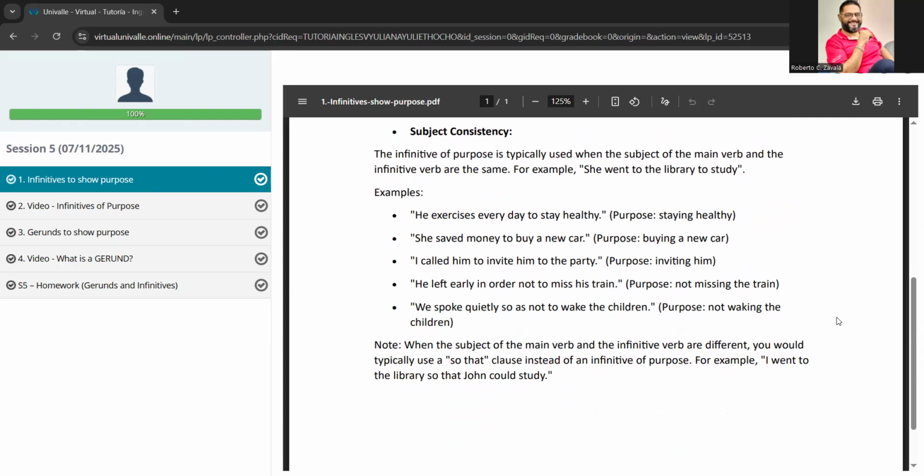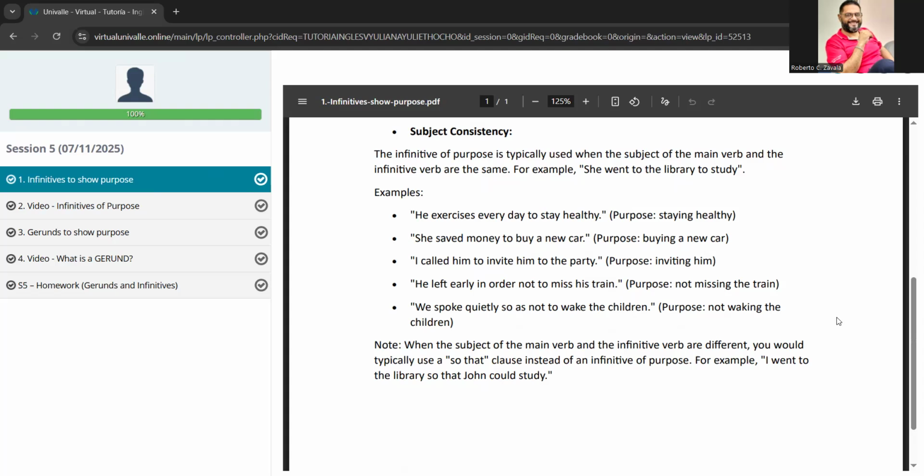He left early in order not to miss his train. What was the reason he left early? To not miss the train. We spoke quietly so as not to wake the children. Purpose, not waking the children. So we spoke quietly to not wake up the children.